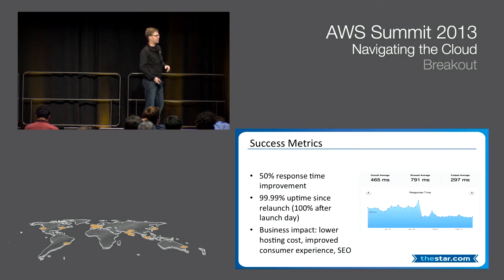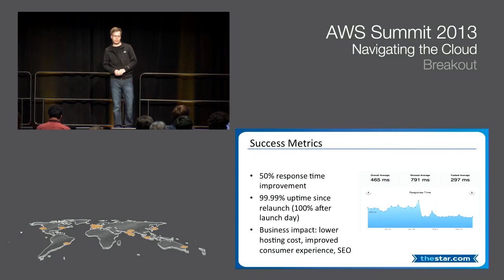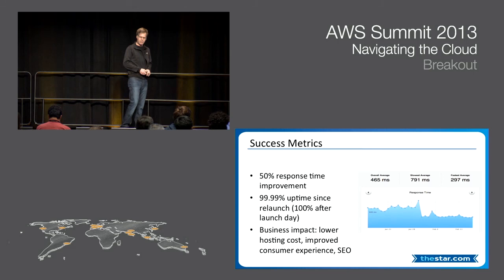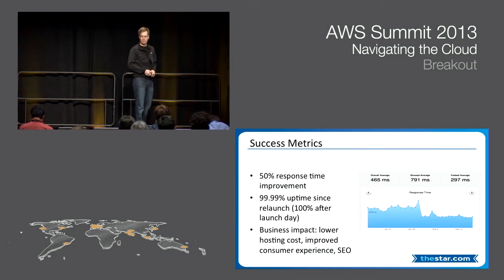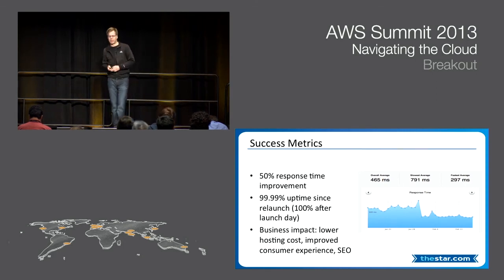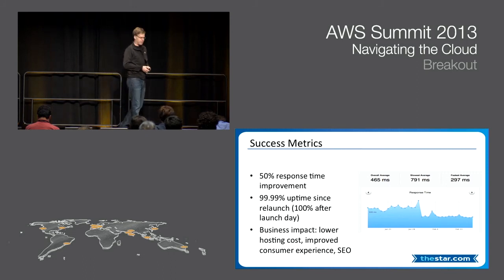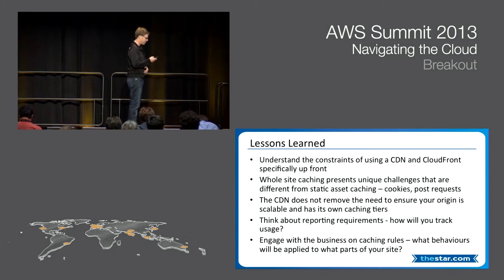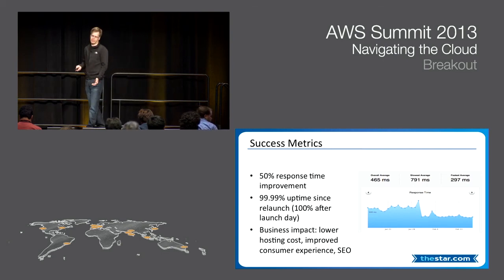So we'll move on to some of the success metrics, some of the great benefits we got from moving to CloudFront and using it as a CDN. The first and most important thing from a business and customer experience perspective is our response time before the launch and after launch. We reduced response time by about 50%, and you can see the day of launch here, and then a large drop in response time as measured by Pingdom.